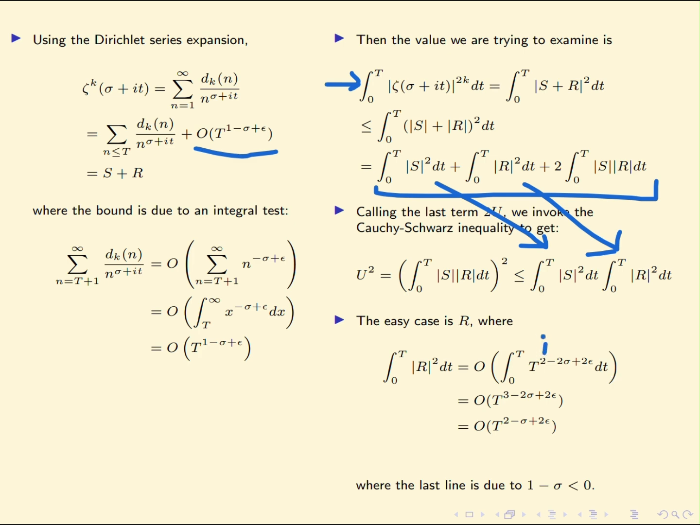So therefore, this is basically just a constant, so you can pull this out of the integral, and then the integral from 0 to big T of just 1 dt is just big T, so we're raising the exponent by 1. And then I'm going to use the fact that 1 minus sigma is less than 0, so this big O here, 3 minus 2 sigma, is O of 2 minus sigma. But we're going to use both results here later on. We're going to directly use this result as well, but we'll also write this as well.